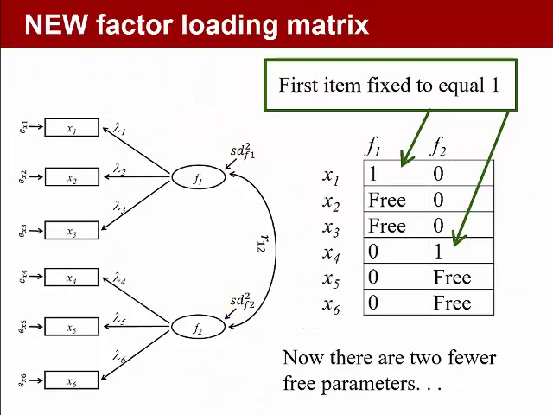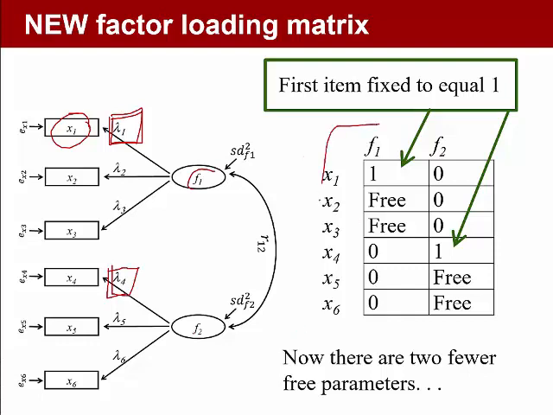Note that when we do this, if I take one item for each factor and constrain its lambda to be 1 so that that item becomes a scaling item for the factor, I'm decreasing the number of parameters that we're estimating in the model. I'm no longer estimating lambda 1 because I've constrained that value to be exactly 1. And I'm no longer estimating lambda 4 because now I've constrained that pathway to be exactly 1.